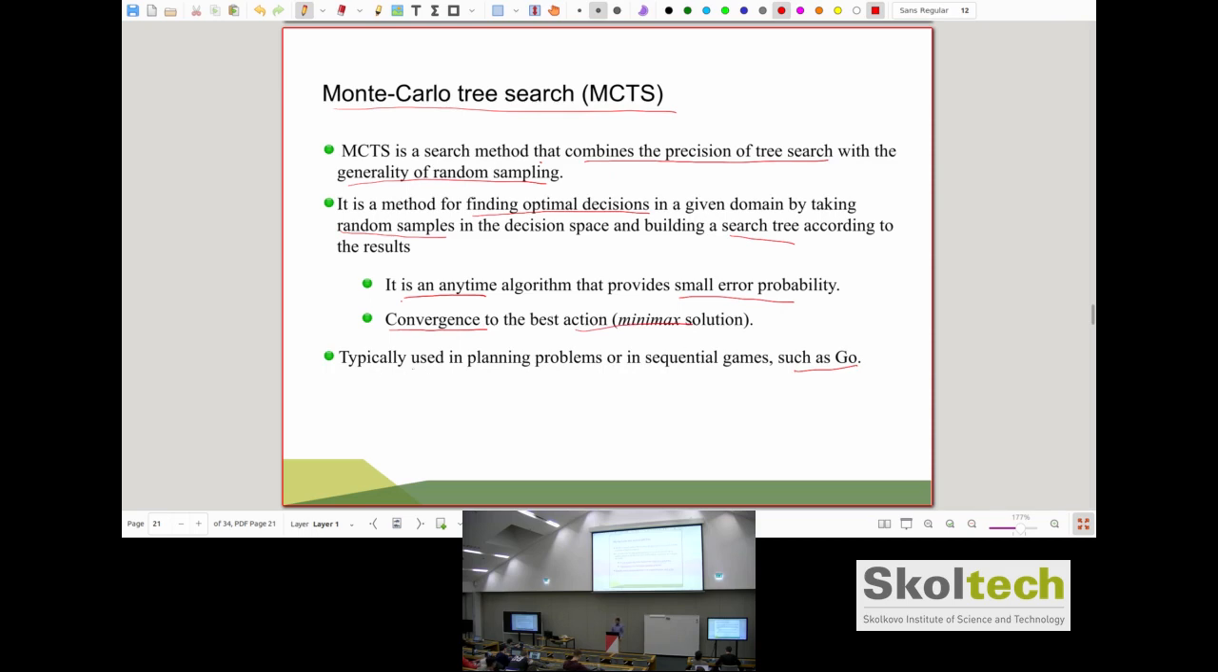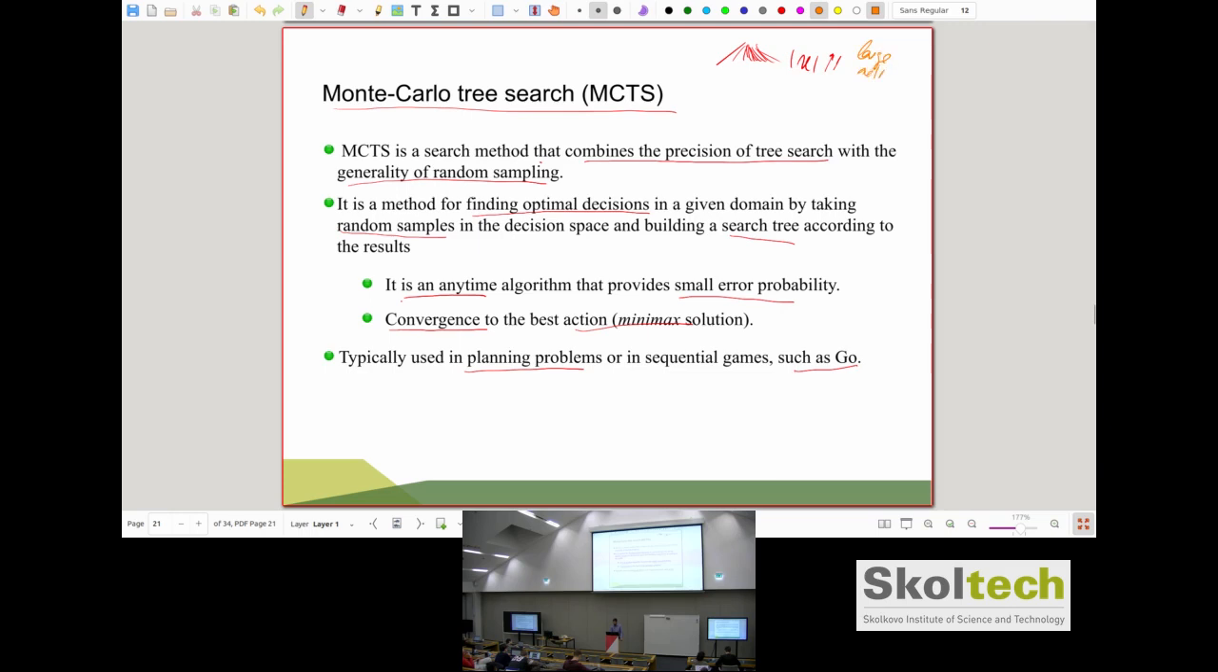Okay, so where is this used? This is used in planning problems or sequential games where you have small action spaces. If you have a very large one, it's going to be complicated for you to create a tree that expands. So a lot of actions means like this. This is your action space, that is height.